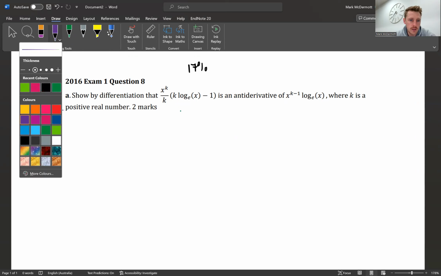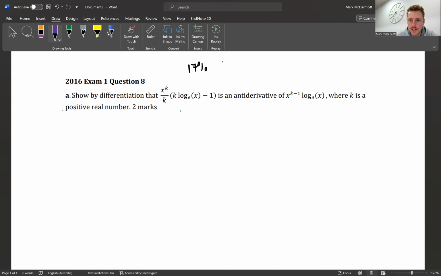So firstly, wrap our head around the differentiation that's going on. This is an antiderivative of this. So what that's saying is if we were to anti-differentiate this thing, we would get that thing. So that must mean the reverse is true. If we were to differentiate this thing here, we would get this thing. So that's our job. Our job is to differentiate this thing.